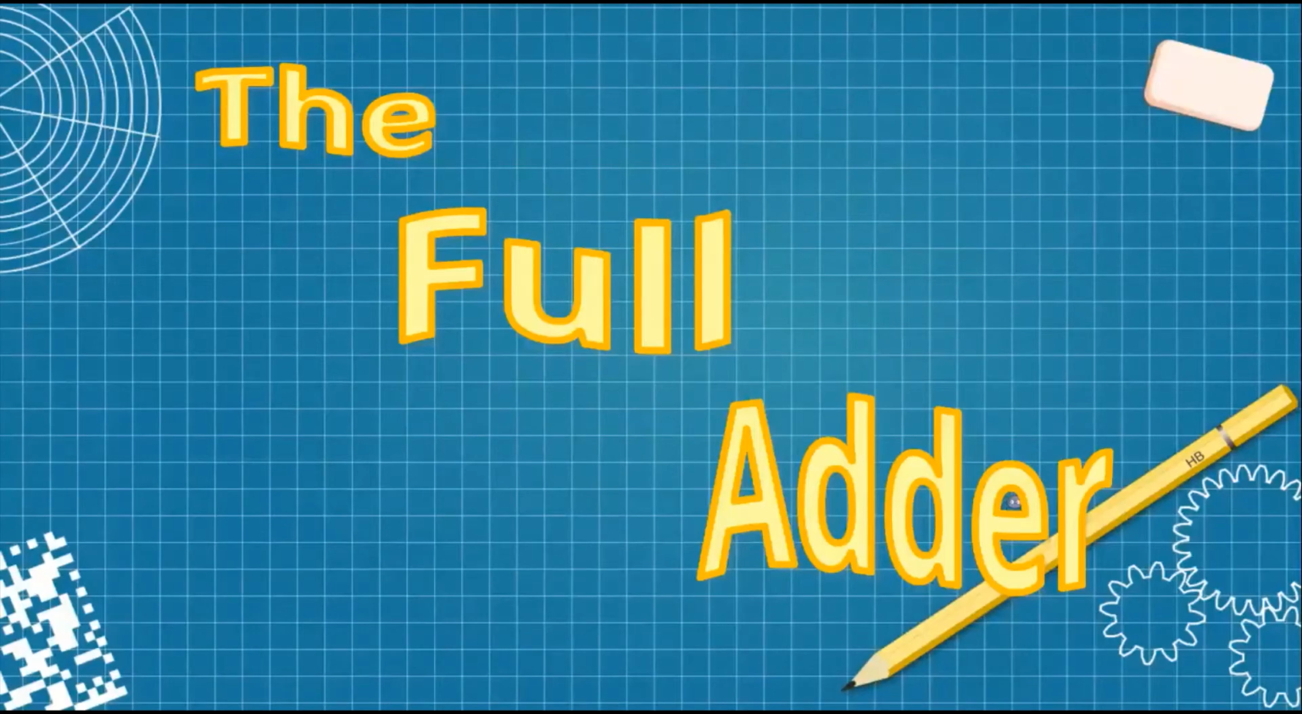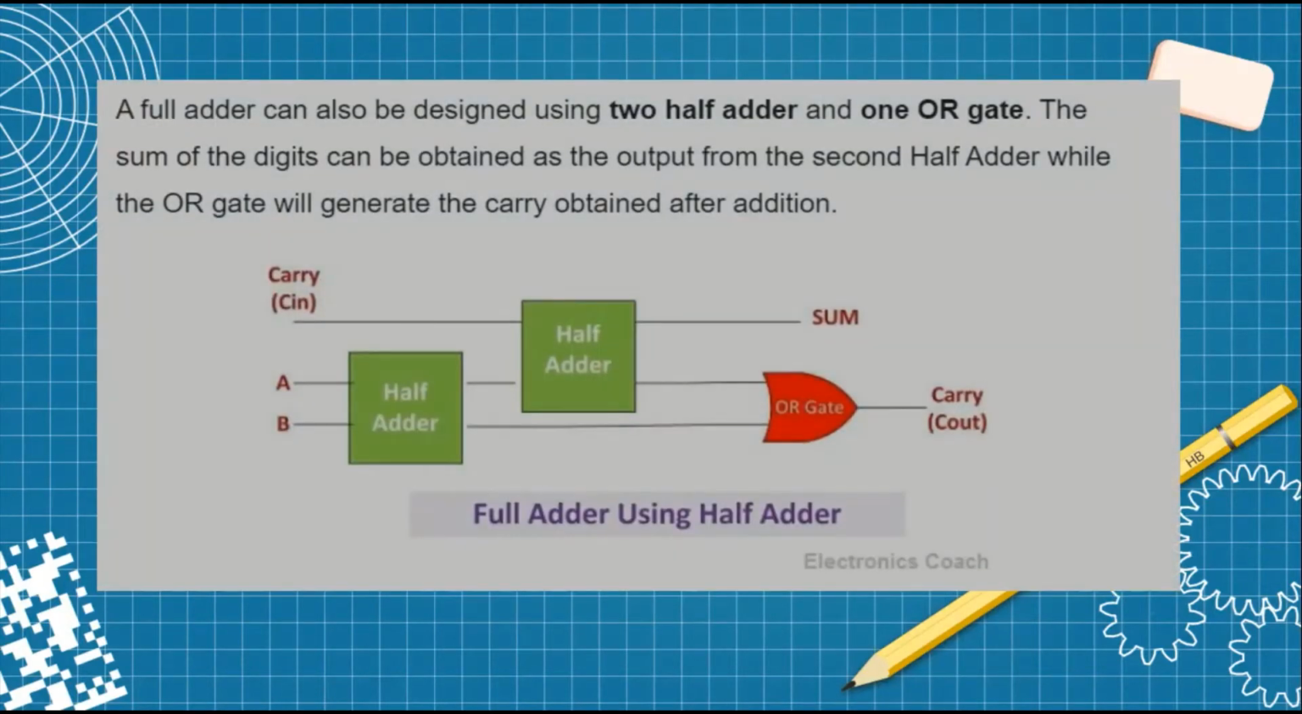It's a little scarier, but really it's not. Nothing to fear. This is a schematic diagram for the full adder using half adders. I got it from Electronics Coach. It's a very nice website, by the way. So a full adder can also be designed using 2 half adders and 1 OR gate. The sum of the digits can be obtained as the output from the second half adder, while the OR gate will generate the carry obtained after addition.